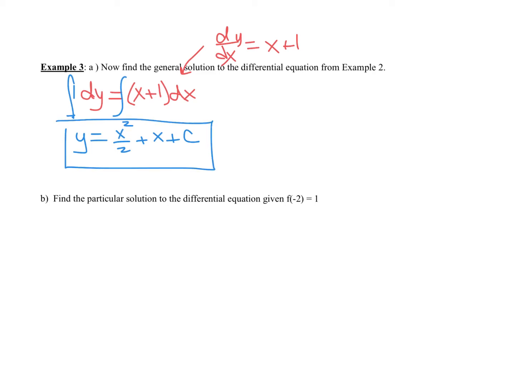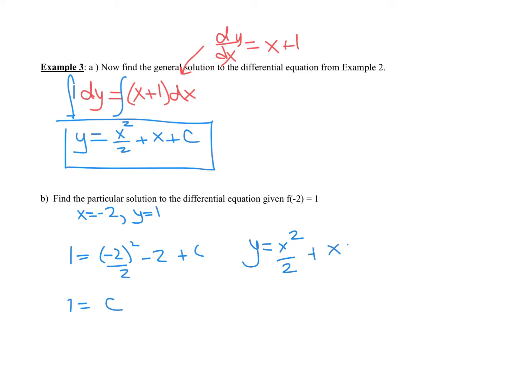Now for part B, I asked you to find the particular solution. Go ahead, if you haven't already, pause the video and try it. So they give us f of negative 2 equals 1, or in other words, when x equals negative 2, y equals 1. We can solve the equation with y equals 1 and x is negative 2. And when you do that, you end up getting that c is equal to 1. As I said before, c equals 1 is not the answer to this. The answer to this problem, the particular solution, is going to be y equals x squared over 2 plus x plus 1.